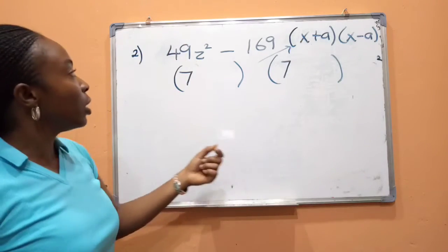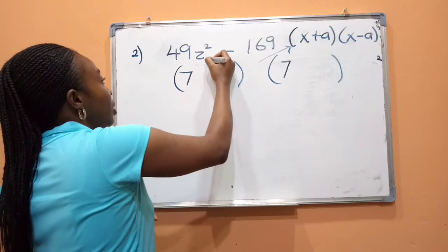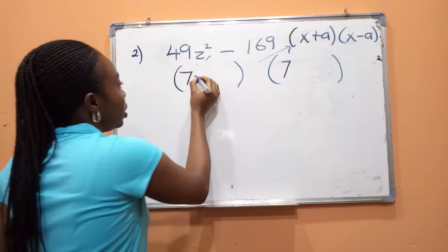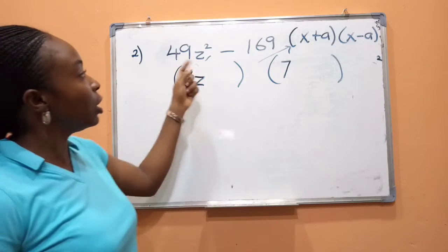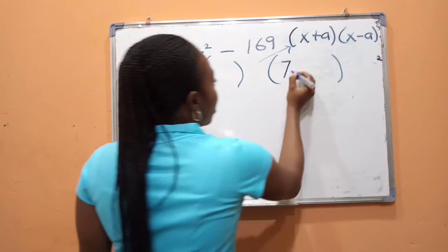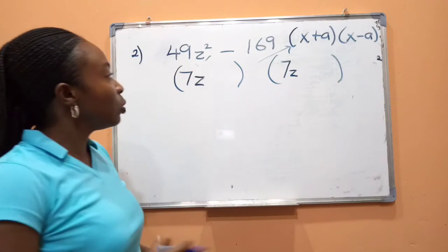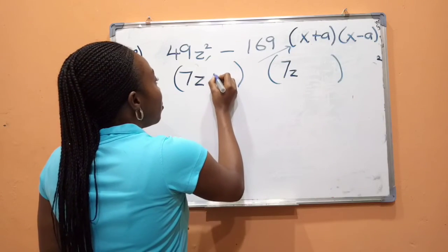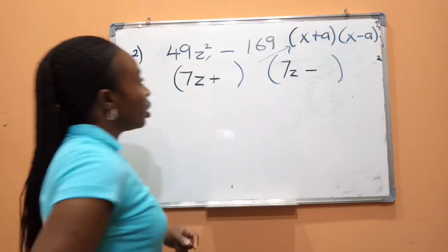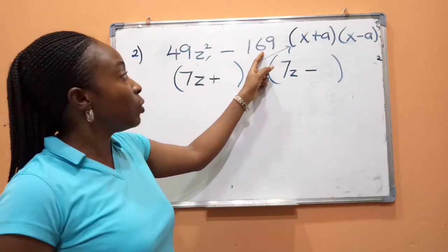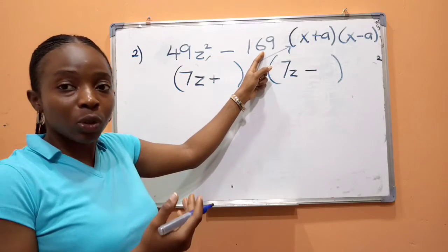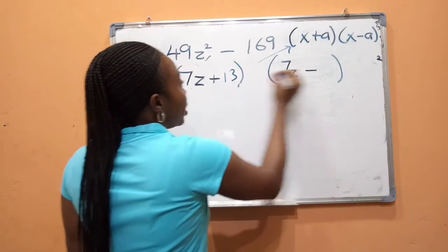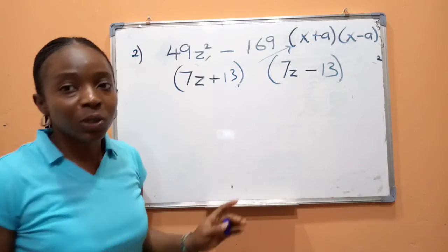Now we've done that. Now we have a variable, so we need to find the square root of z squared. We have z, because z times z gives us z squared, so we put a z here as well. The next thing we are going to do is introduce our signs similar to what we have here: plus and minus. And then what do we multiply by itself to get 169? Or we can rephrase it and say, what's the square root of 169? We have 13. So this is absolutely easy, guys.